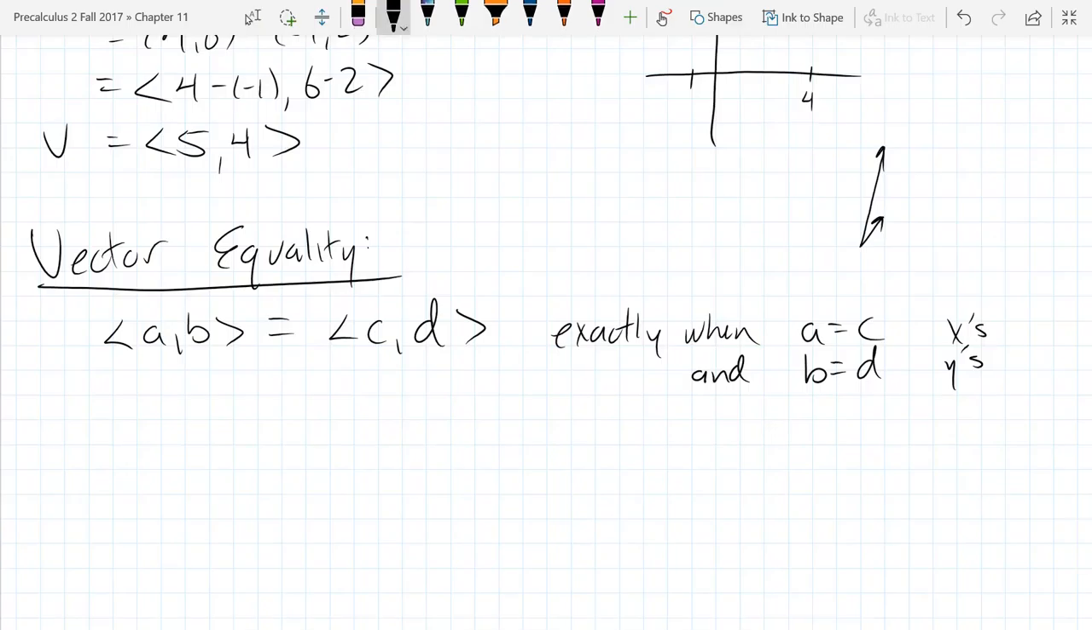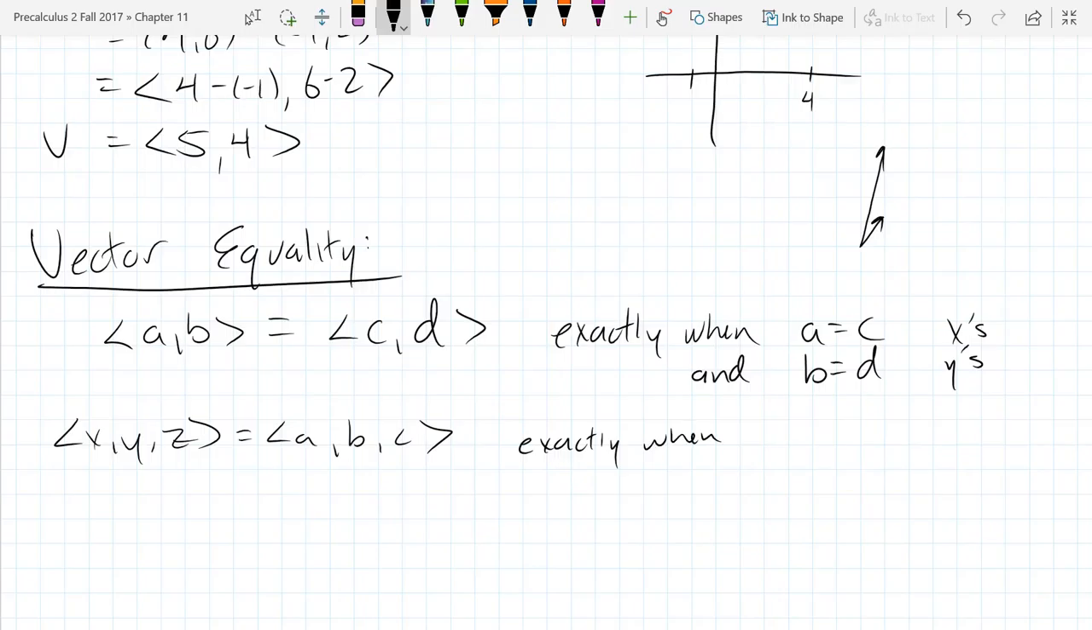And in three dimensions, if you had a, b, c, equal, let's do x, y, z. So in three dimensions, it's the same. You just match your x's. So x equals a. You have to match your y's. y equals b. And your z equals c. So you have to match all three coordinates.